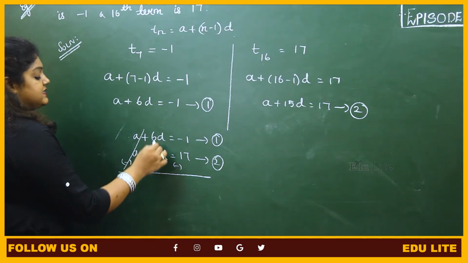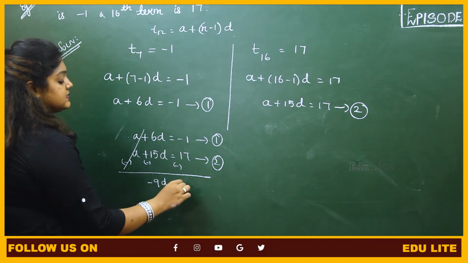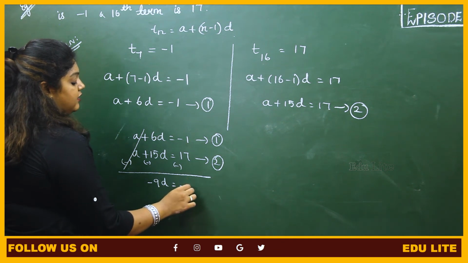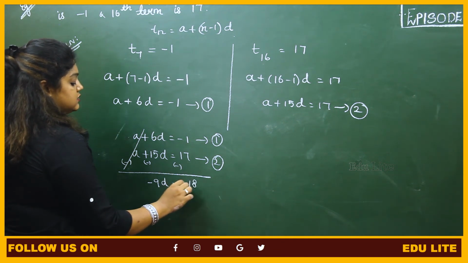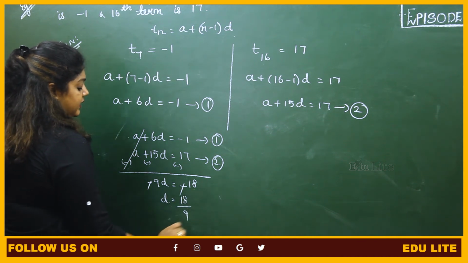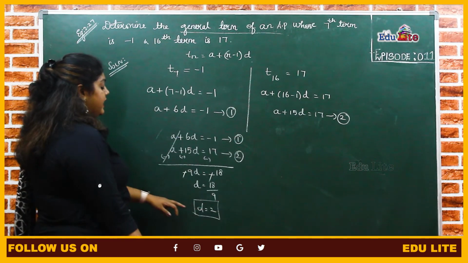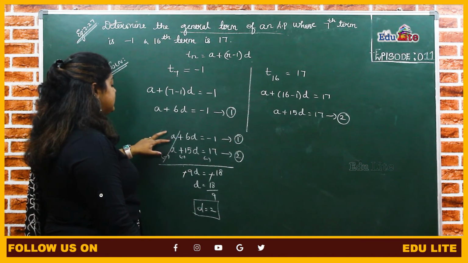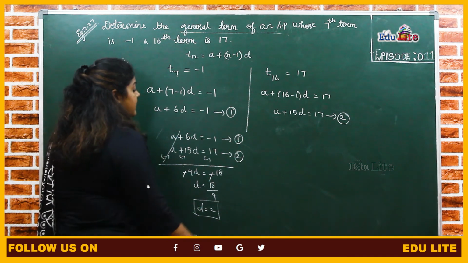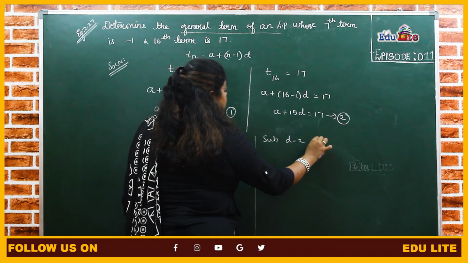Minus 15 plus 6 is minus 9d, which equals minus minus. We have to add the two numbers and put the sign of the bigger number, minus 18. So, minus minus will get cancelled. d equals 18 by 9, so d equals 2. So, we have found the value of d. With the help of this d equals 2, substituting in any one of these two equations, we can get the value of a. I will substitute d equals 2 in equation 1.